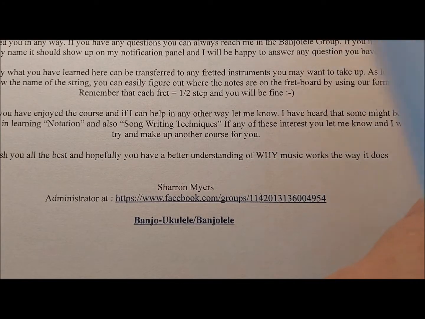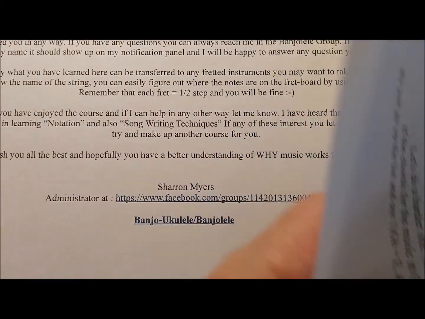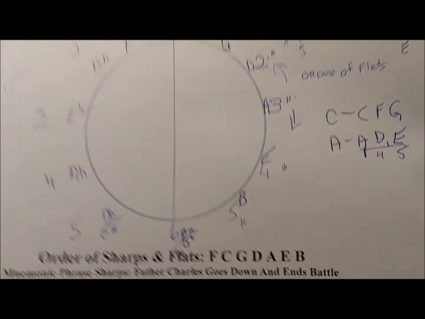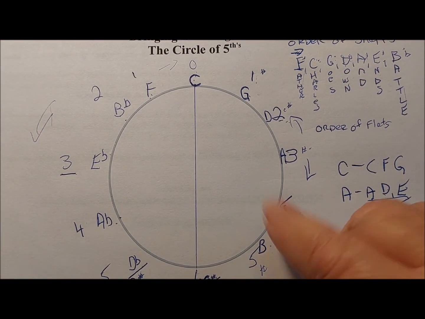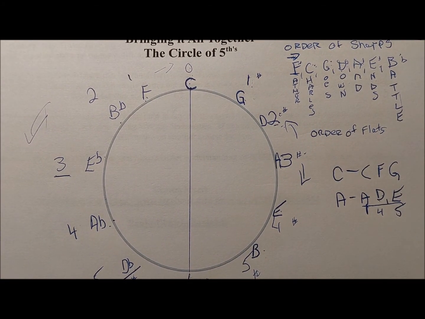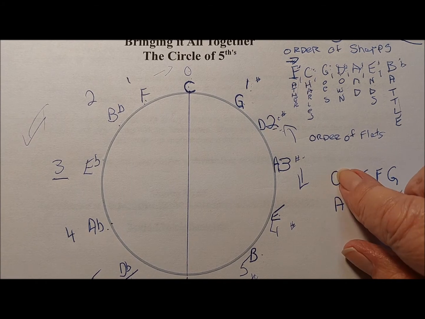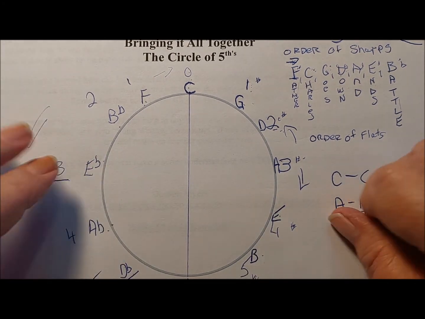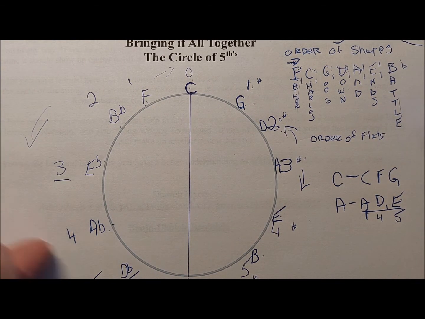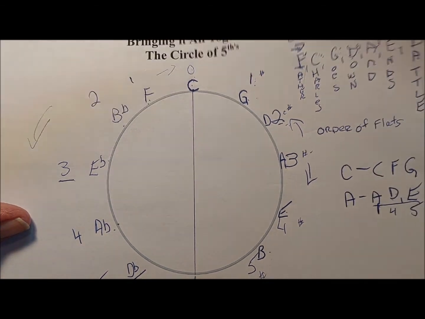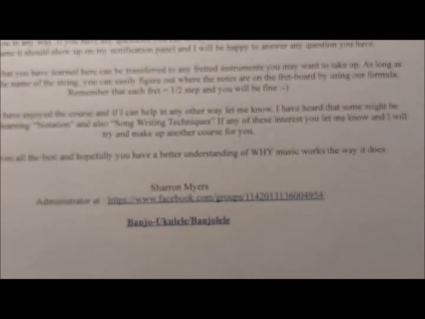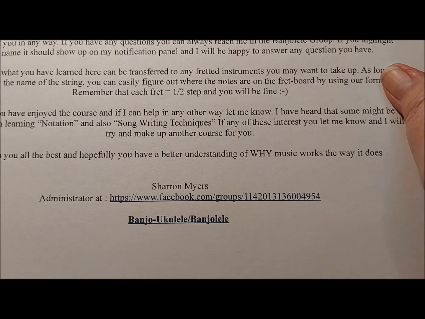But just look at your circle of fifths here. This can save your life. Well, not quite, but it's really good to have. I used to have a watch, it doesn't work anymore, that had the circle of fifths on it. So I would just have to look at my wrist, and I could say, oh yeah, okay, that's 2 sharps. You know, makes it easier.